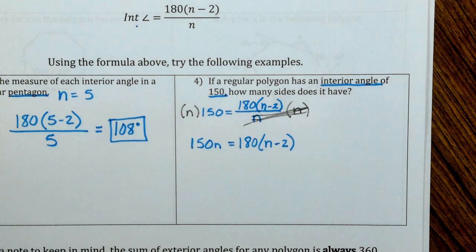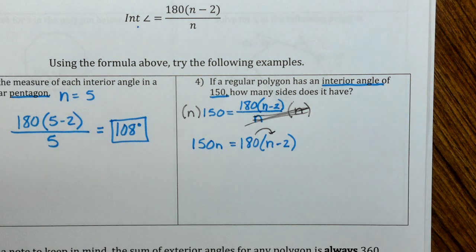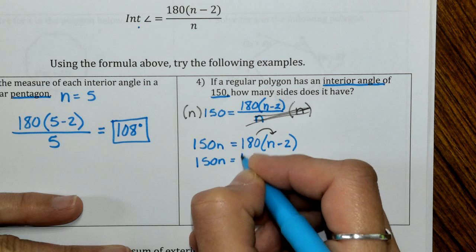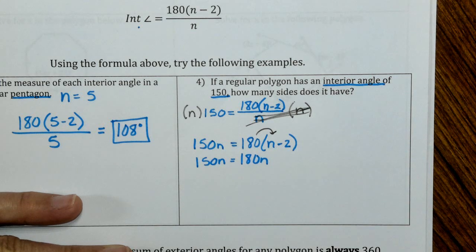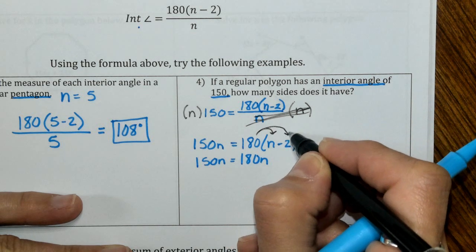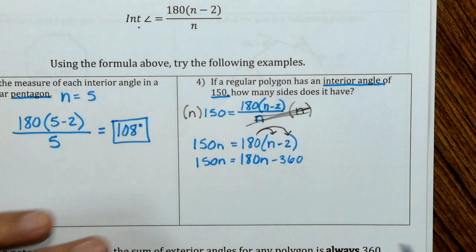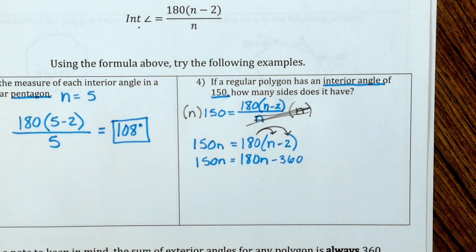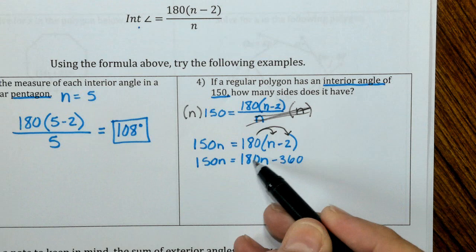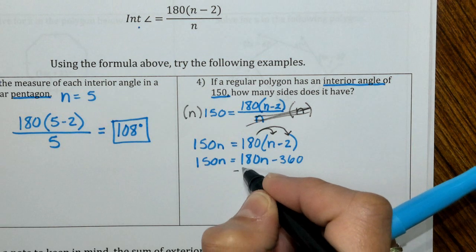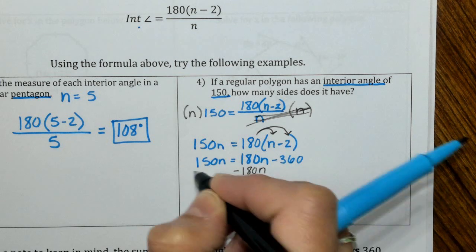Now, we need to get n on the same side, but first we have to do this distribution over here. We have to distribute 180 to n, so here we now have 150n equals 180n. Then we distribute that 180 to minus 2, and we get minus 360. I'm going to show you a way where we're going to have negatives first, but it'll all work out the same. I'm going to move the variable, the 180n, over to the left. So I'm going to subtract this 180n from both sides.